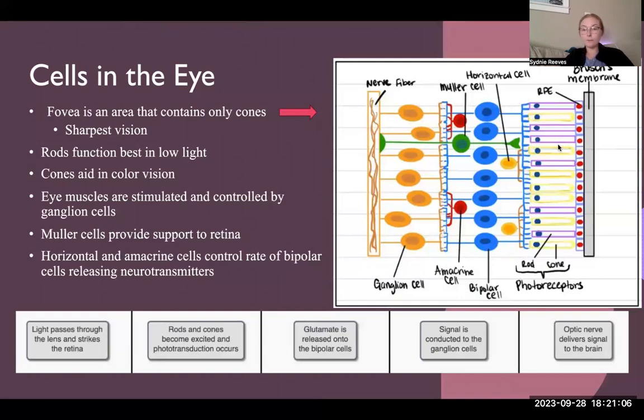And then over here, the purple is your rods, and the yellow are your cones. So kind of just how it would work: your light would pass through the lens and strike through the retina first. And then your rods and cones become excited and phototransduction would occur. And then glutamate is released into the bipolar cells. And then the signal is conducted to the ganglion cells. And then the optic nerve delivers the signal to the brain. And then we're able to see the image.